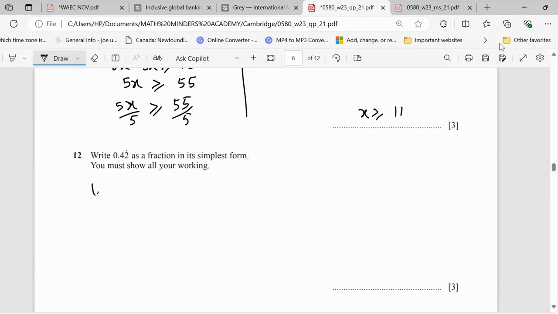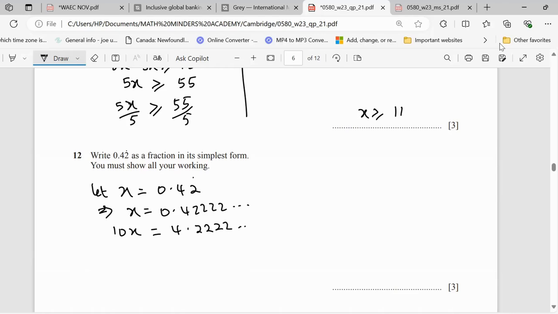Here, number 12, we say let x be equal to 0.42 recurring. This will mean that x equals 0.42222. We can continue. Now, when we multiply both sides by 10, this is going to give us 4.2222. It continues like that. If we multiply again by 100, that is going to give us 42.2222.